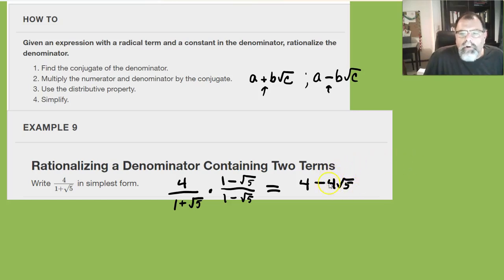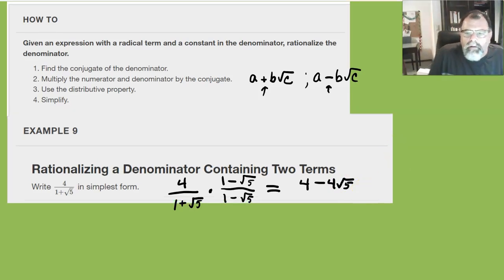So since 4 is a whole number outside the square root, and the 5 is inside the square root, you can't multiply them together. You just write 4 times the square root of 5. And then typically we don't write that dot. All right, so now for the bottom, we're going to FOIL this.